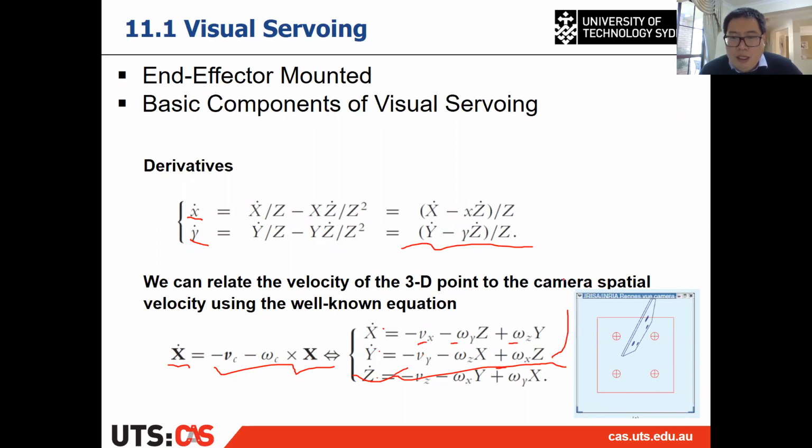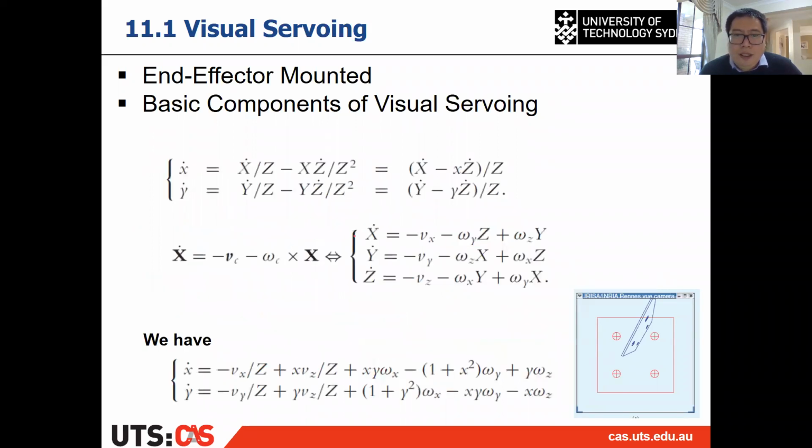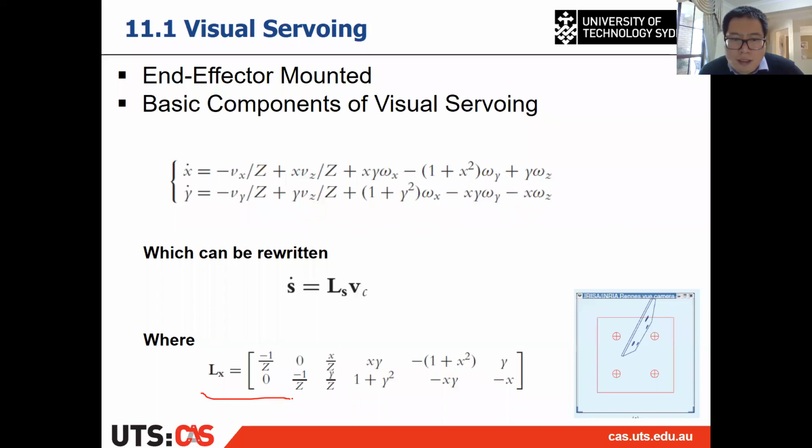And we put this equation back to here, then we have this equation for X dot and Y dot, which means the feature Jacobian. All right, so if we write it into the matrix format, that is the matrix format. And in this case, because you know what small x and small y are already, the only thing you didn't know is the capital Z, which is the depth distance between the camera and the object.